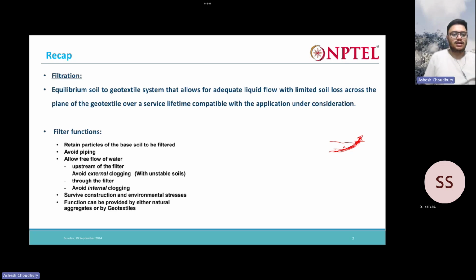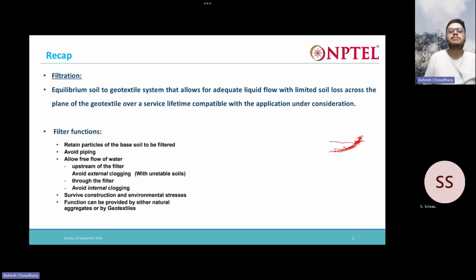Okay, then allow free flow of water. Yes, obviously we should allow water to start flowing freely out of the filter. Avoid external clogging. Yes, as I said, the soil particles should not clog the pores of the filter. Avoid internal clogging. Survive construction and environmental stresses, that you also should ensure. Then function capability as a natural irrigation. So these are the basic functions of the filter.